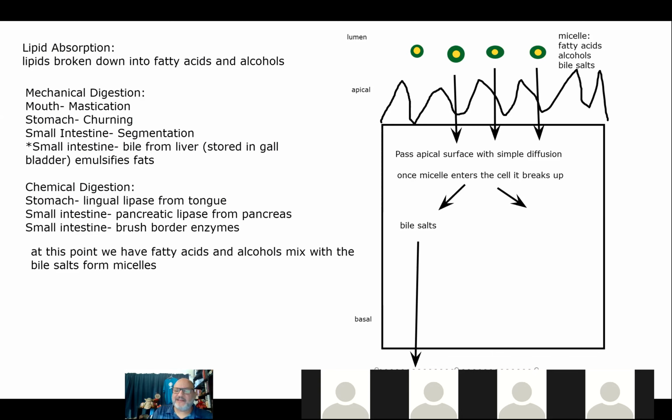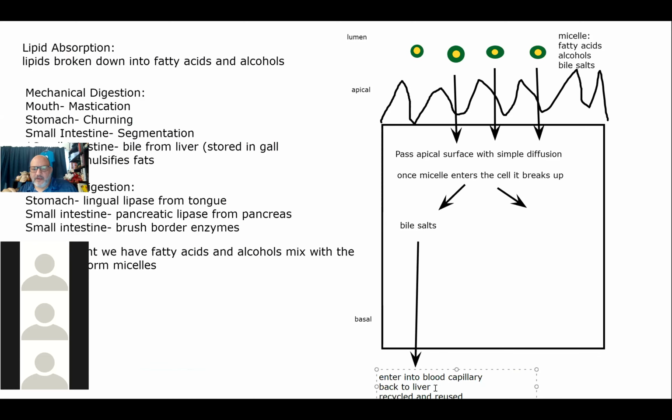And remember, the blood capillary, as we know, goes back to the liver. And as we talked about, when it goes back to the liver, it can be recycled and reused. It stimulates the liver to make more bile salts, and it gets reused as a result of that. So the bile salts enter into the blood capillary, go back to the liver, and get recycled again.